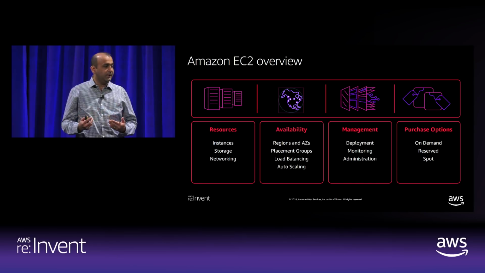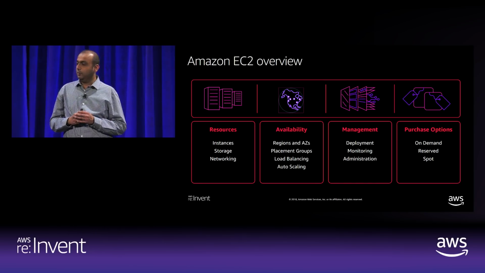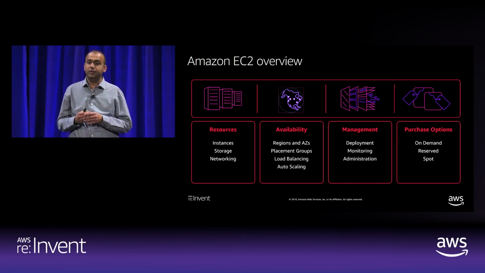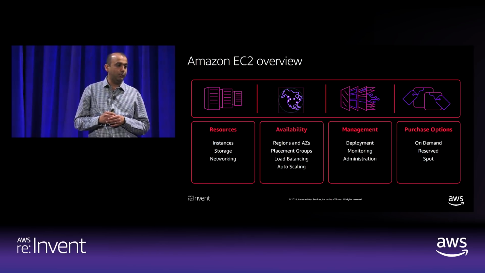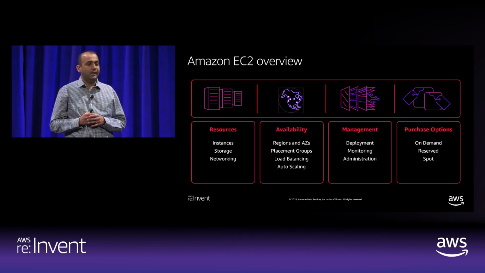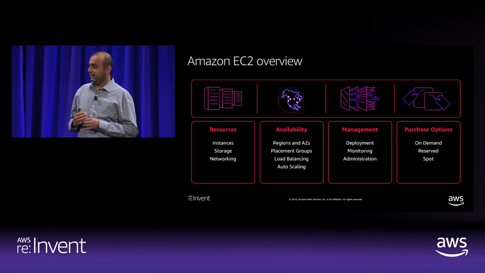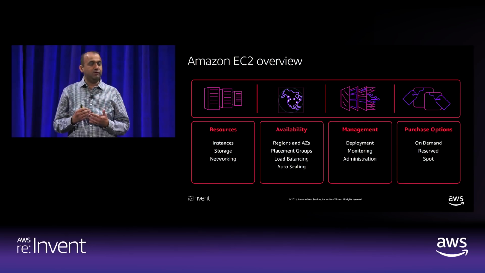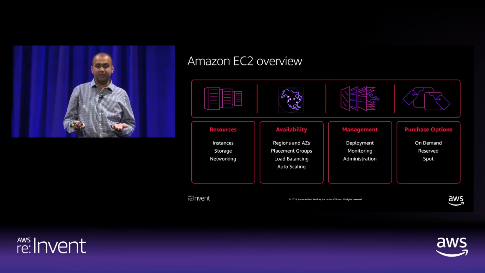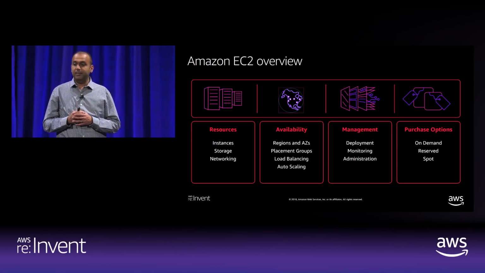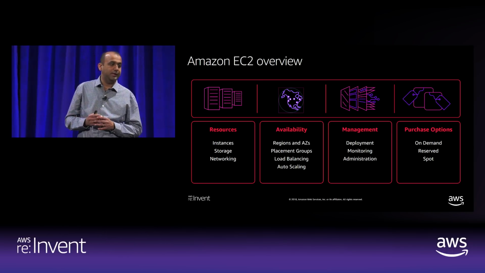In terms of availability, we also support capabilities such as load balancing that allows you to route multiple requests through various instances. And we also support capabilities such as auto-scaling that allows you to scale your instances following your demand curve and based on some of the parameters and conditions that you can specify.